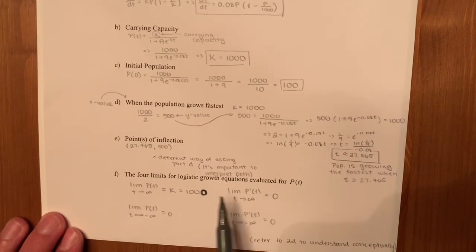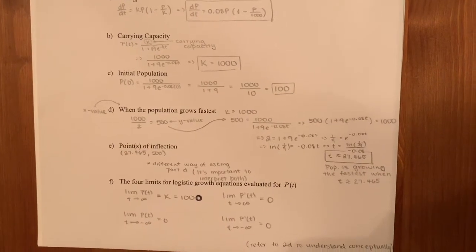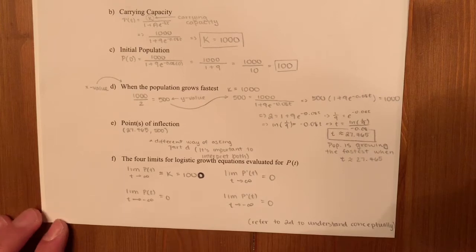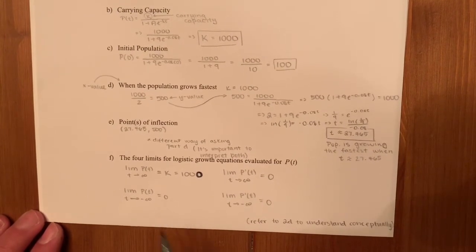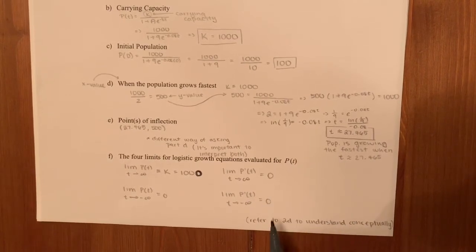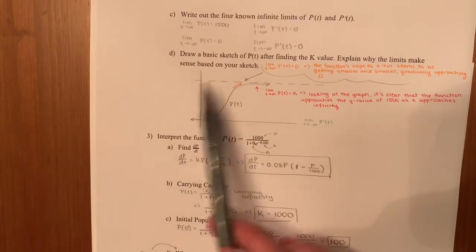The four limits for logistic growth equations evaluated for P(t) is what F asks us for. We know that the limit as t approaches infinity of P(t) is equal to our carrying capacity of 1,000. The limit as t approaches negative infinity of P(t) is 0. And the limit of P'(t) as it approaches infinity and negative infinity both equal 0. This is clearly shown if we look at this graph right here when we interpret it conceptually.